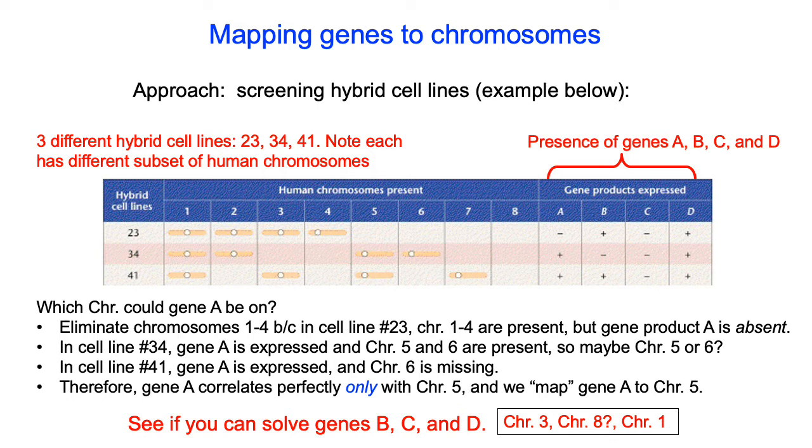And then lastly, gene D, we would probably assign to chromosome 1 because it is present in all 3 cell lines, both chromosome 1 and gene product D.